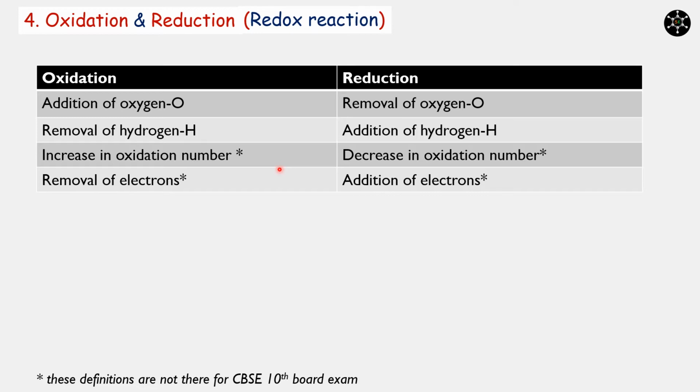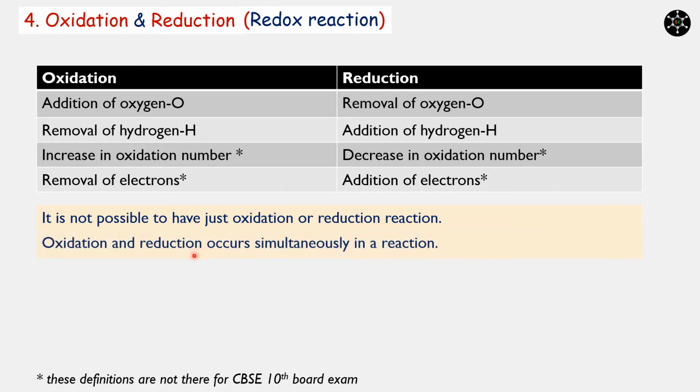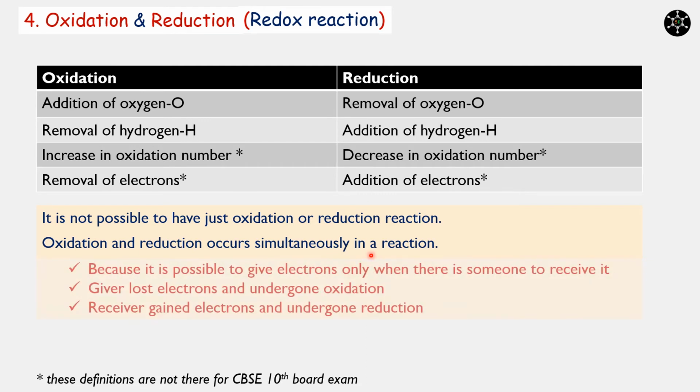A few facts about oxidation and reduction reactions. It is not possible to have just an oxidation or a reduction reaction. Oxidation and reduction occur simultaneously in a reaction because it is possible to give electrons only when there is someone to receive them. The giver loses the electrons and undergoes oxidation. Refer to this definition. The receiver gains the electrons and undergoes reduction. Refer to this definition for reduction.